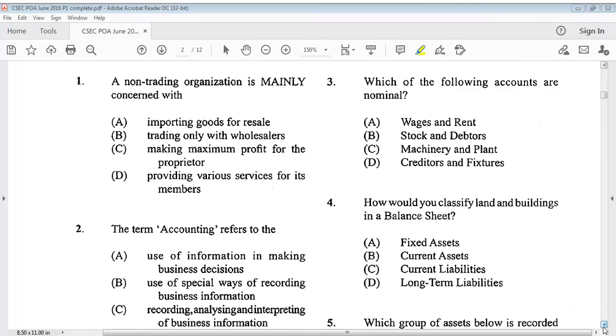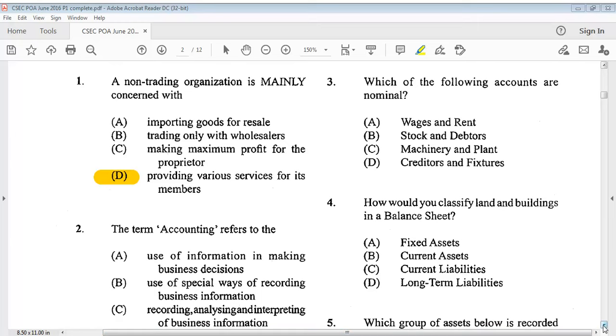So let's get into this. The first question says, a non-trading organization is mainly concerned with. Well, we have done this question in the past. This is not a new question. We have seen it before. So we know that a non-trading or non-profit organization is an organization that does not trade. They're not engaged in business. They're more about offering services to their members. So A, B, and C we know would be out. So our answer is D, providing various services for its members.